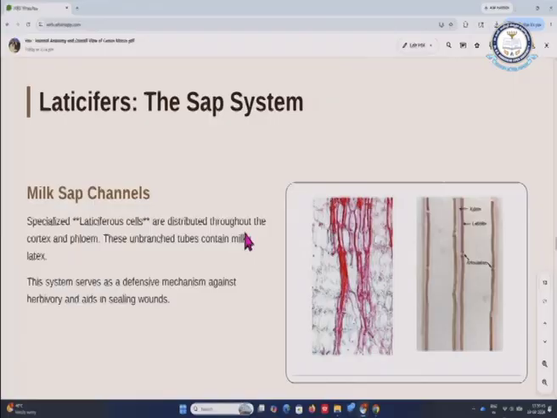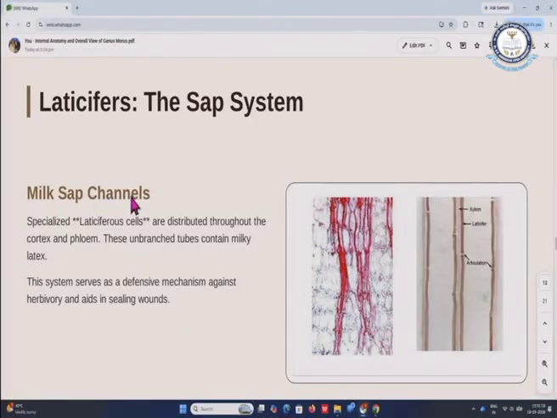Then we see a sap system that is lactiferous. This mulberry plant comes under the family called Moraceae. The major characteristic to be identified and placed under the Moraceae family is that it has milky latex. That is why this mulberry plant is placed under the family Moraceae, and the genus of this mulberry is Morus.